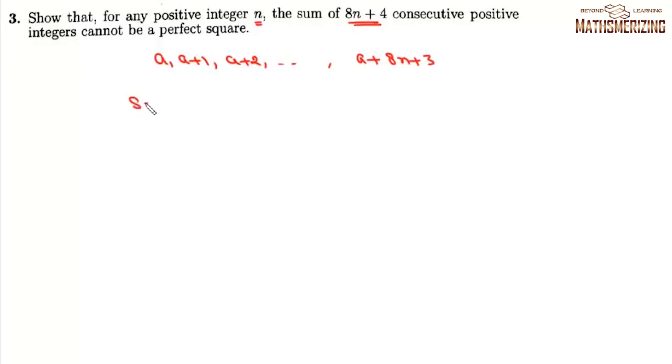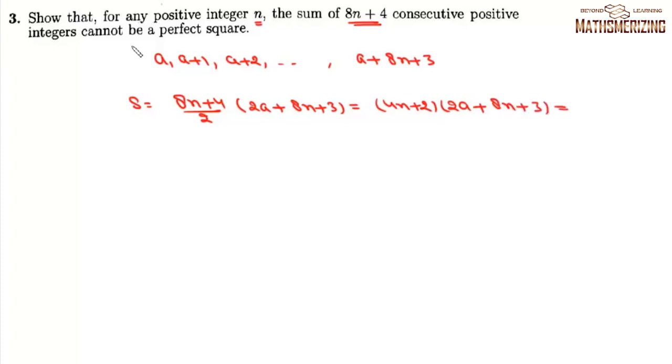Now if we find their sum, it will be (8n+4)/2 into (a+l), which is 2a+8n+3. Now we can write this as (4n+2) into (2a+8n+3), and it says we have to prove that it cannot be a perfect square.